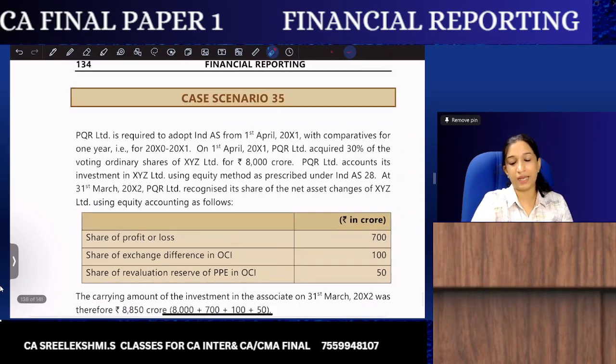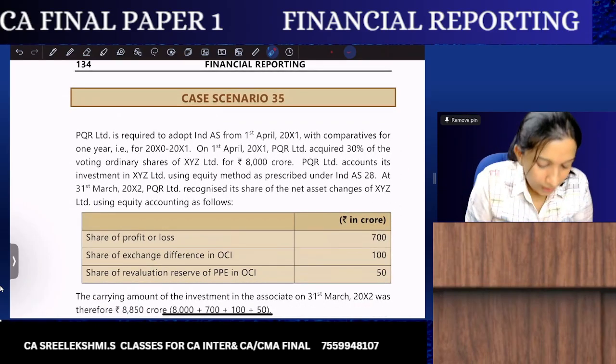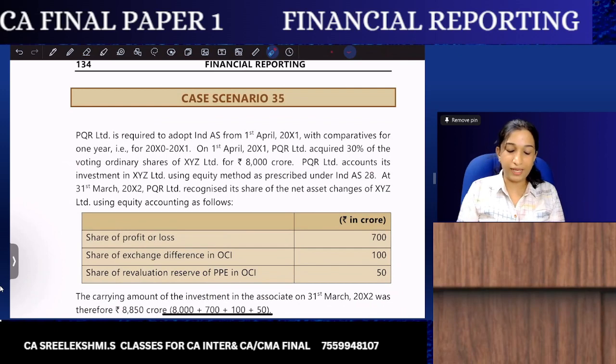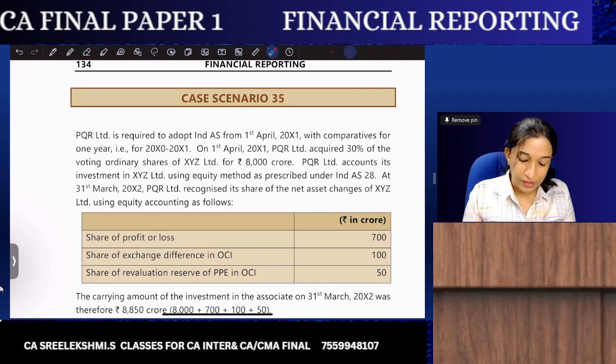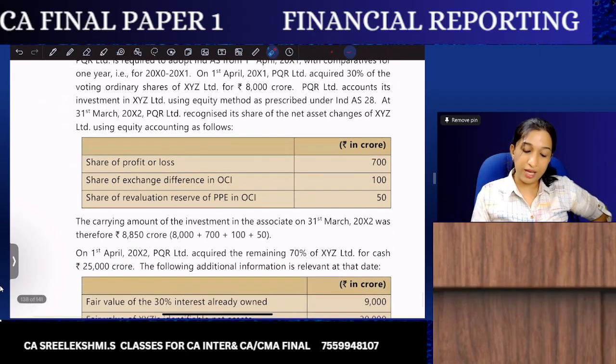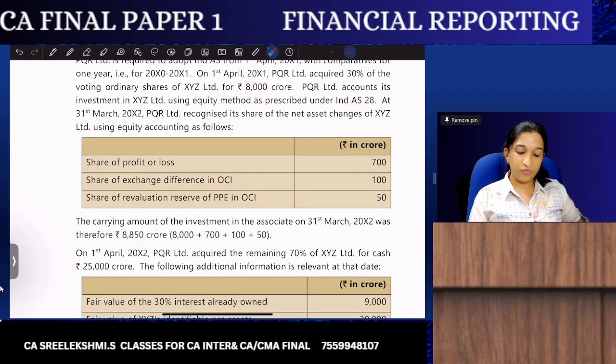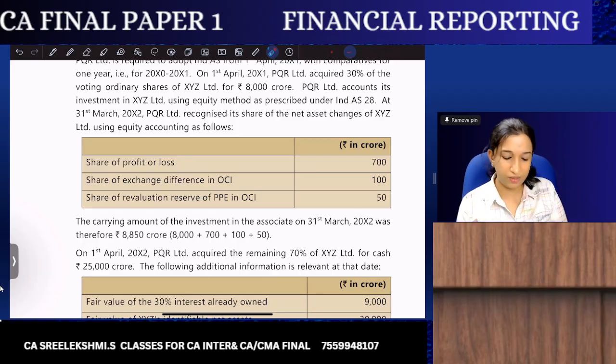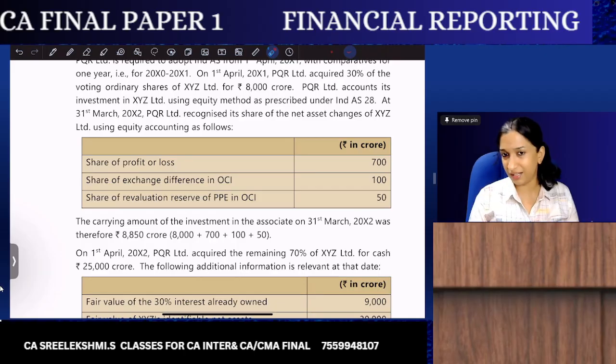Okay, now last scenario, 35. PQR Limited is required to adopt Ind AS from 1st April 2011 with comparatives for 1 year. On 1st April 2011, PQR Limited acquired 30% of the voting ordinary shares of XYZ Limited for 8,000 crores. PQR Limited accounts its investments using equity method. So the same question is there in our study material, illustration 11 in business combination. Or I think here in case scenario itself, I think we tried this question.